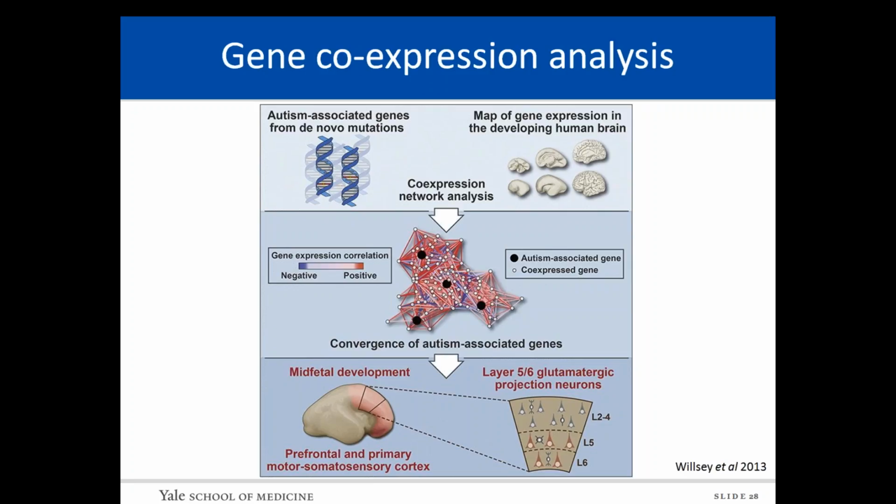And not only that, this is happening in mid-fetal development, giving us clues as to when the disorder might be unfolding, and in the prefrontal and primary motor somatosensory cortex. Not only that, but specifically in layer 5 to 6 of the cortex and glutamatergic projection neurons. So this was a very important study because it took a list of autism-associated genes and was able to drill down to where and when in the brain the dysfunction might be arising. So that's the power of doing something like gene co-expression analysis.